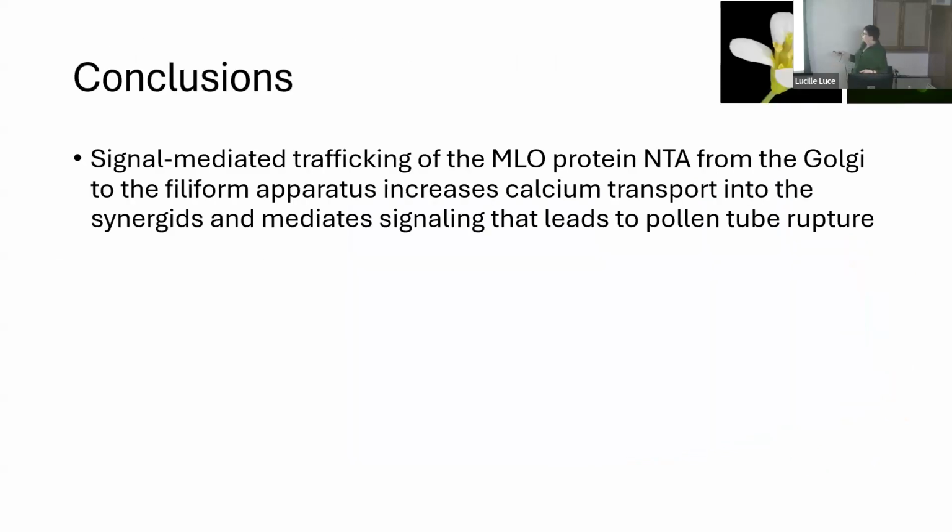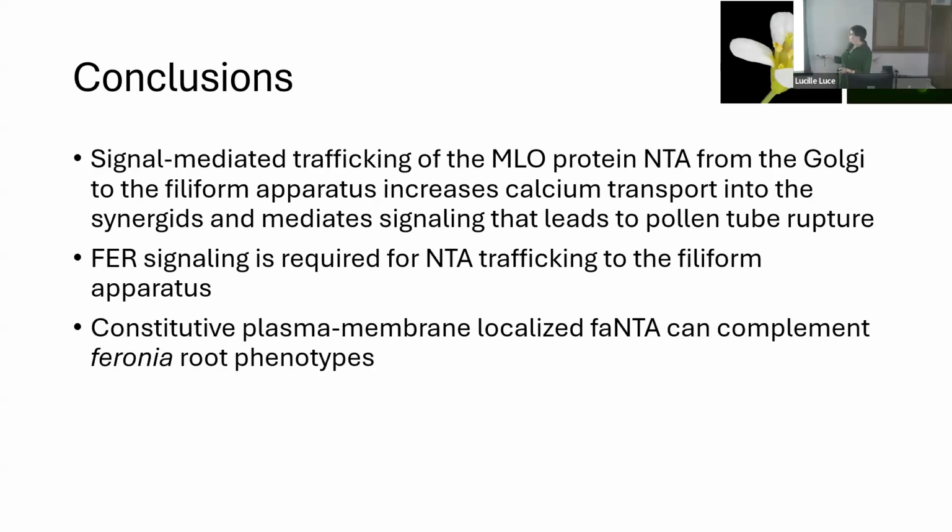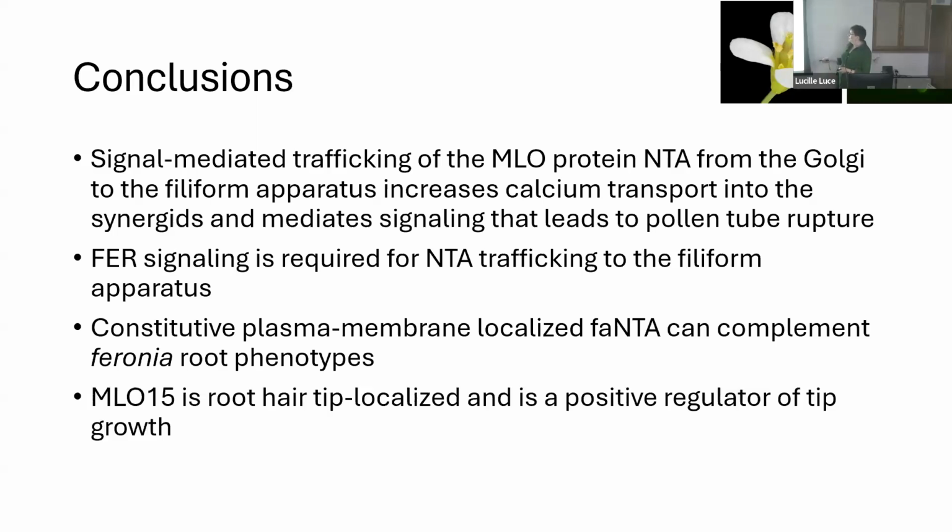Okay, so to conclude, we have signal-mediated trafficking of the MLO protein Nortia from the Golgi to the filiform apparatus during pollen tube reception. This increases calcium transport into synergids and mediates signaling that leads to proper communication and pollen tube rupture to release the sperm cells. Feronia signaling is required for Nortia trafficking, but FA-Nortia can bypass Feronia in both synergids and in roots. And finally, we've discovered a new function for MLO15 in tip growth in root hairs.